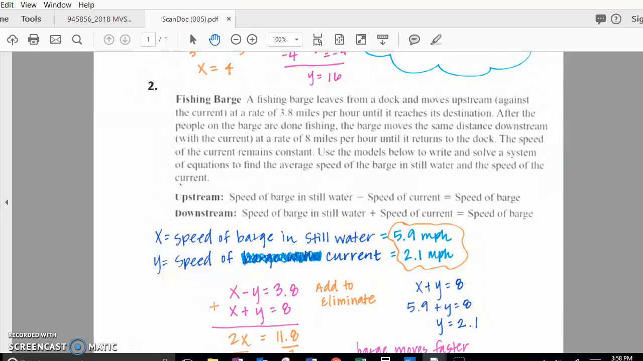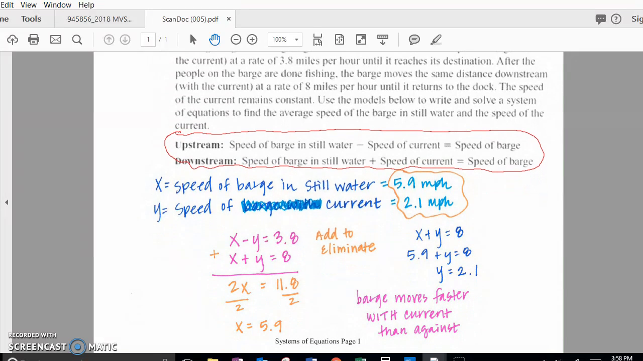The great thing about this problem is they kind of give you this model to use right here, and all you basically have to do is plug in your x and y variables and your equation with your numbers and the speed, etc. But we'll go ahead and walk through it.